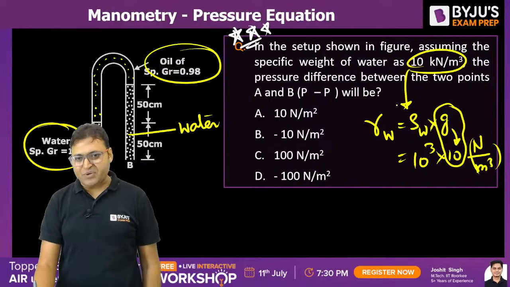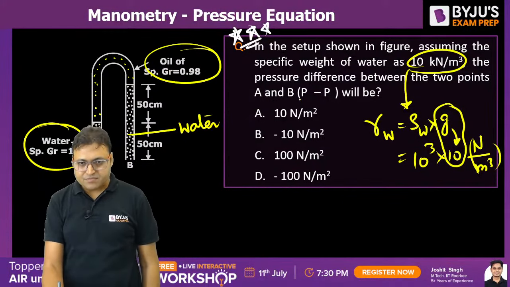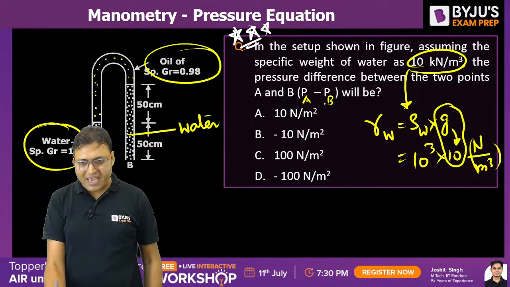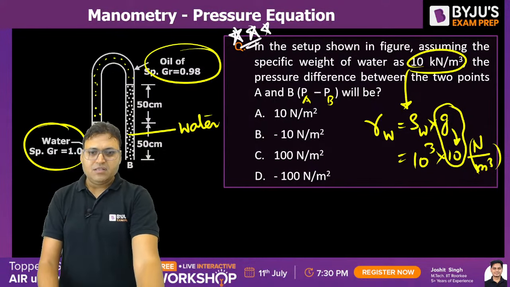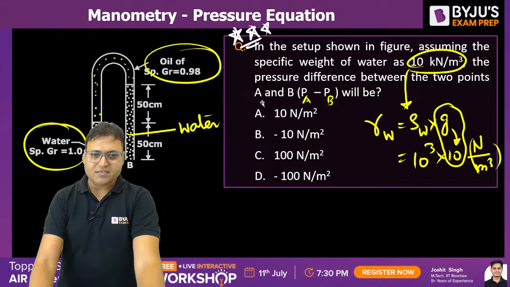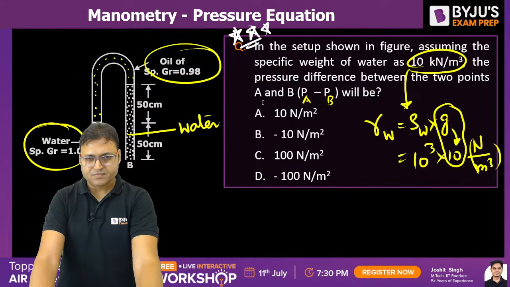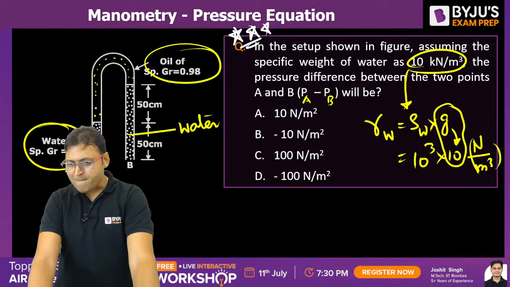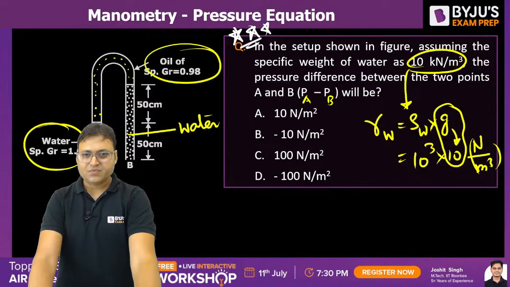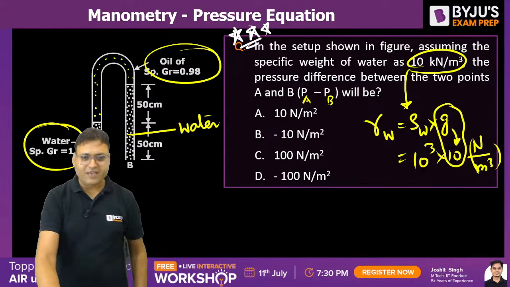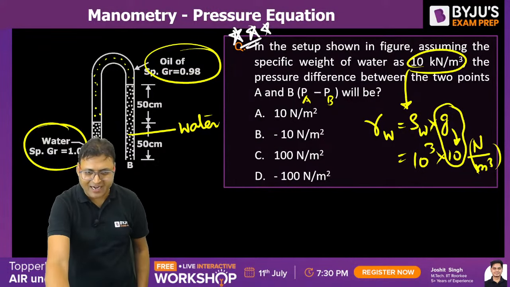The pressure difference between the 2 points A and B, PA minus PB, will be. Can you find out the pressure difference PA minus PB? Are you able to see the figure, or shall I hide myself?